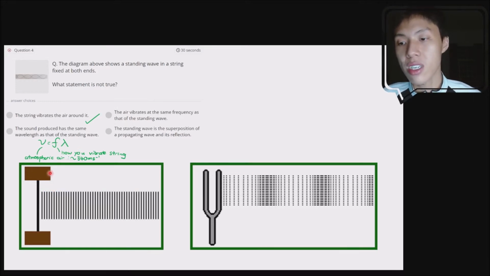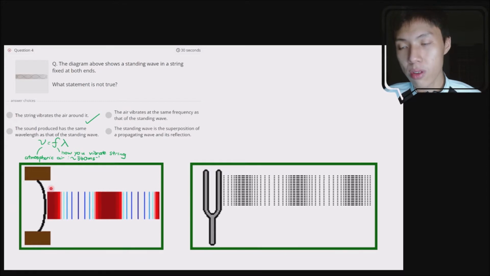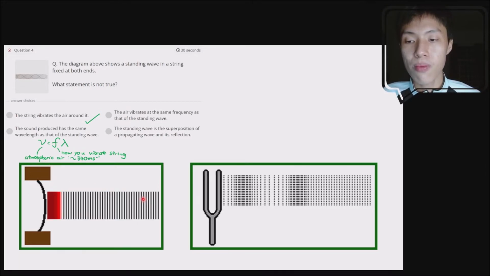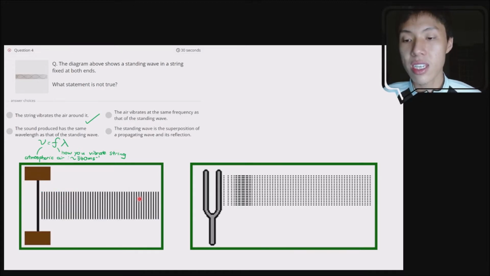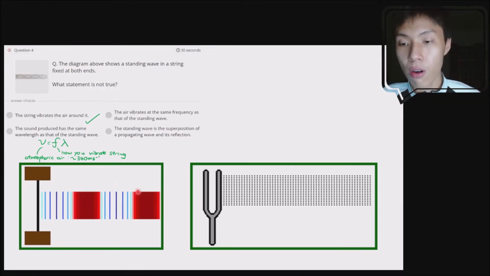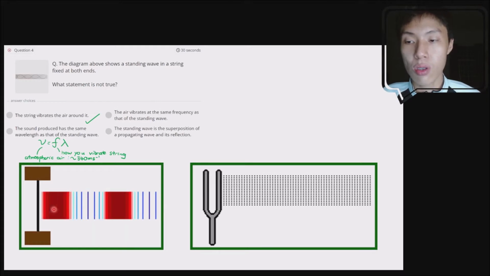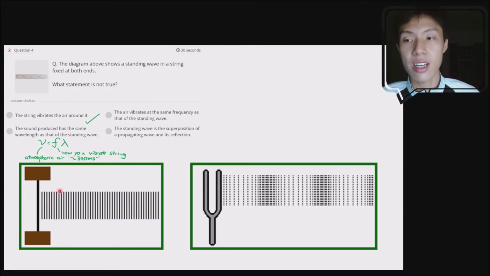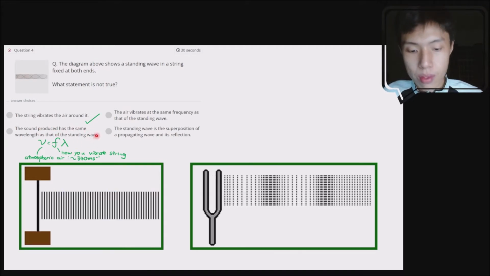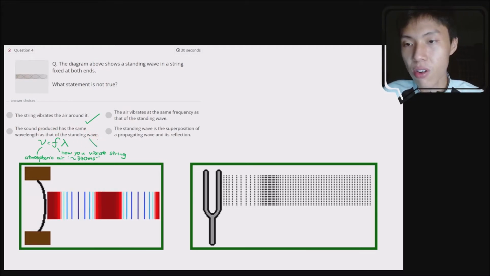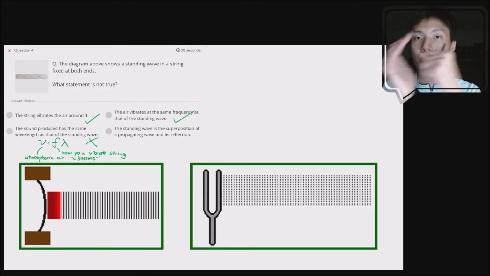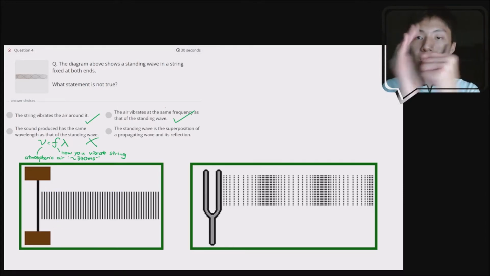So what you can see here is that the wavelength of the standing wave over here is not necessarily the same as the wavelength of the traveling wave that is produced by this standing wave. Okay, the wavelength doesn't have to be the same. So this statement here is wrong. Same frequency, yes, because it gets affected the same way as the vibration of the string.